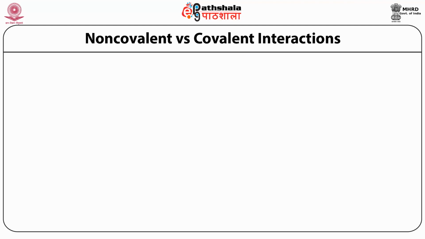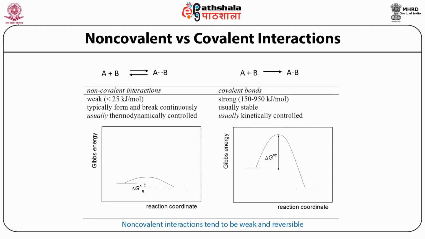Next, we look at the difference between non-covalent interactions and covalent interactions. On your screen you see A and B, two building blocks. They are forming a supramolecular complex A dot dot dot B, and A and B are also forming a covalent bond AB. Normally these non-covalent interactions are weak in nature, involving less than 25 kilojoules per mole of energy, but covalent bond formation requires more energy.